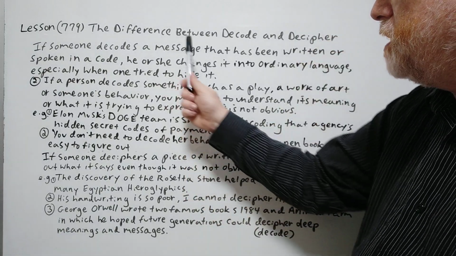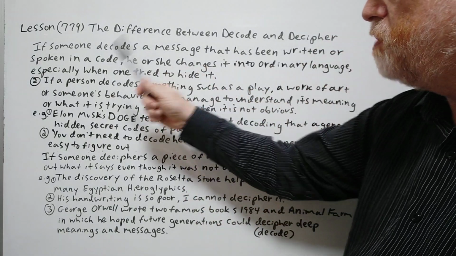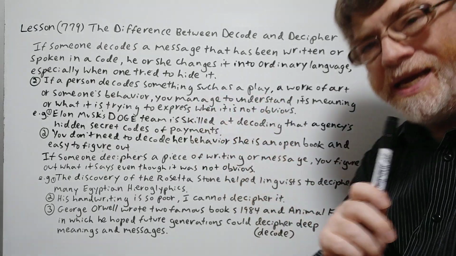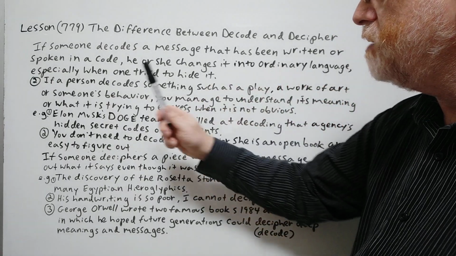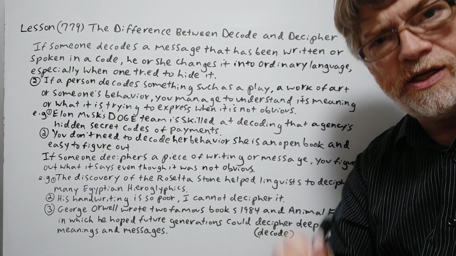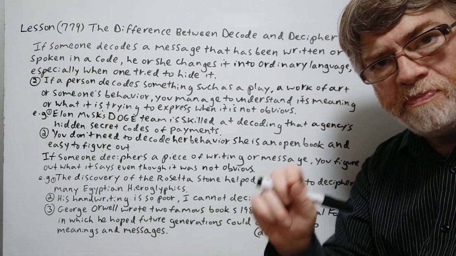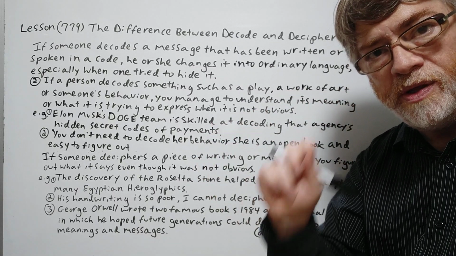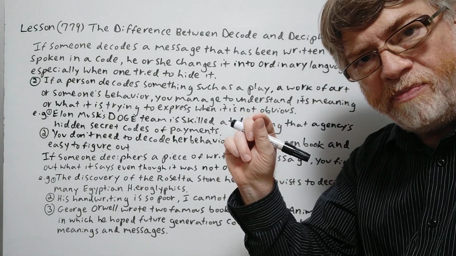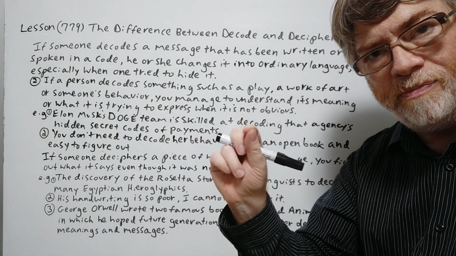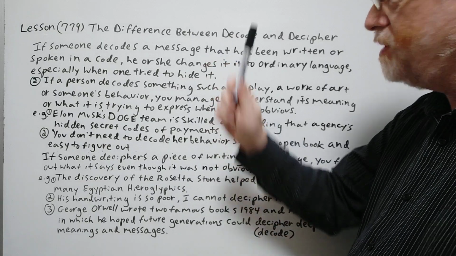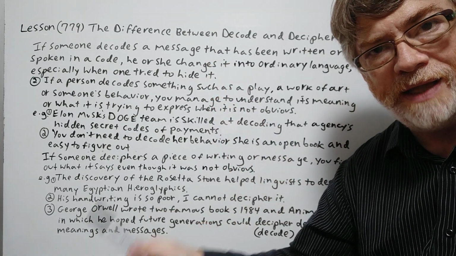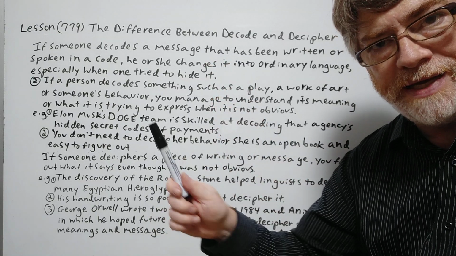Okay. If someone decodes a message that has been written or spoken in a code, he or she changes it into ordinary language, especially when one tried to hide it. So if it was actually purposely put into a code to begin with, for somebody to keep it secret or just limited to certain people, then decode is probably more likely if it was truly meant as a code.